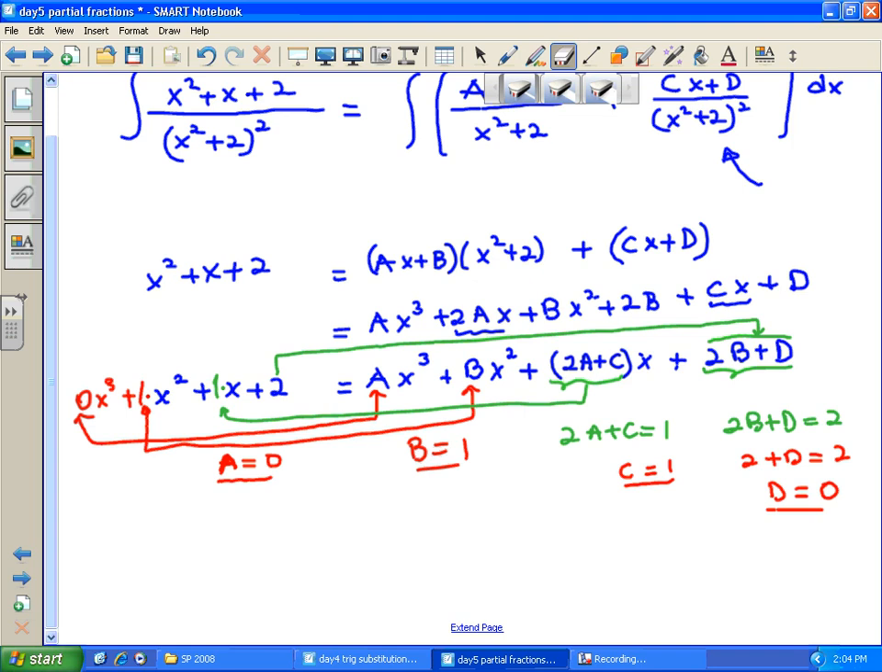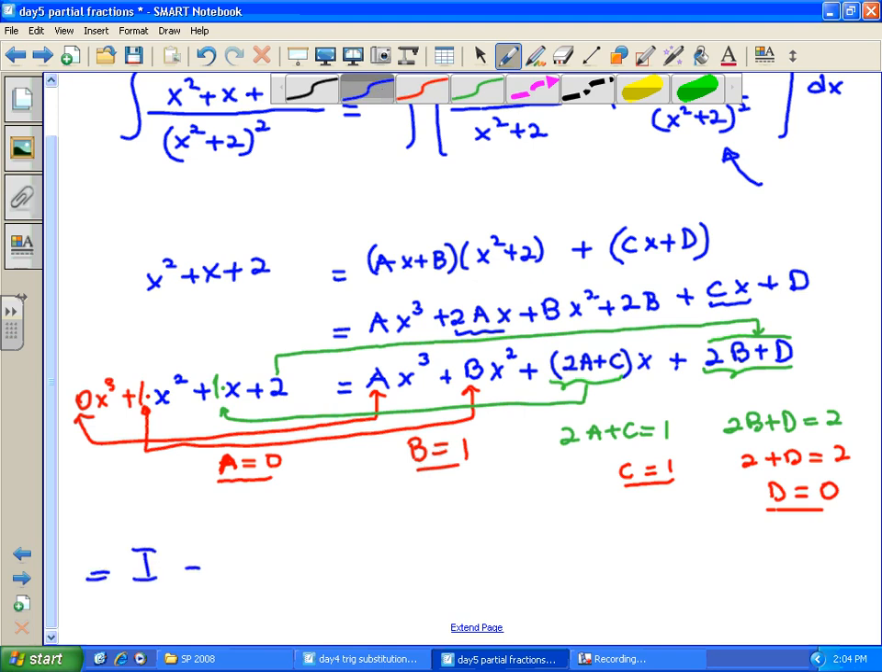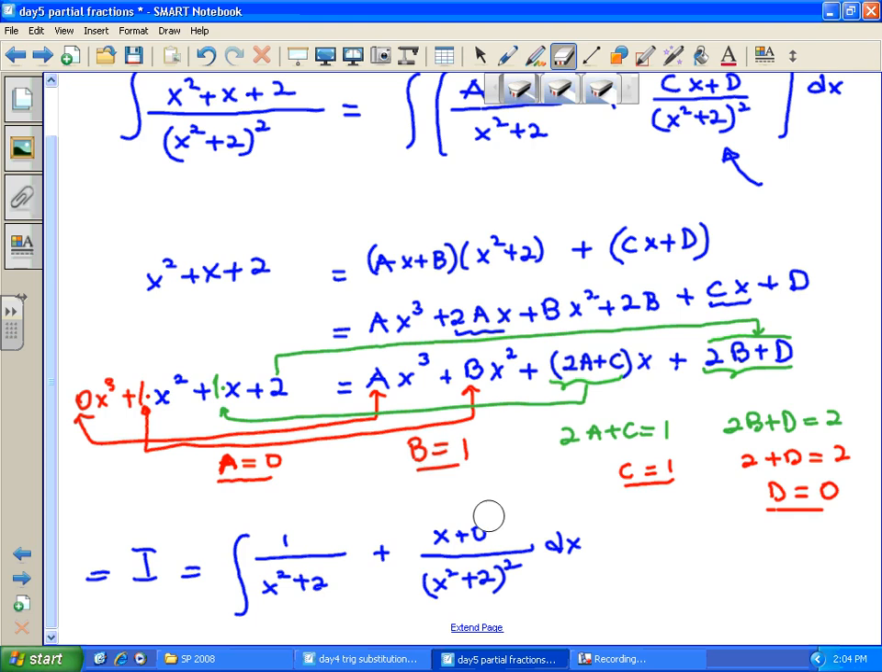Okay, we're ready to integrate. The first step was ax plus b, so our integral is now I equals ax plus b. A is 0, so it's just going to be b over x squared plus 2. And then cx plus d, c is 1, so 1 times x plus d, which is 0. I don't even need to bother putting that there, but I did it anyway. Don't know why. Over x squared plus 2 squared. Okay, I'm going to get rid of that 0. We don't need it.